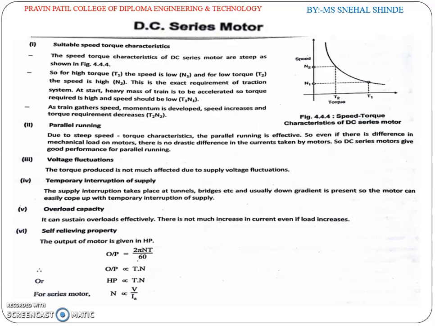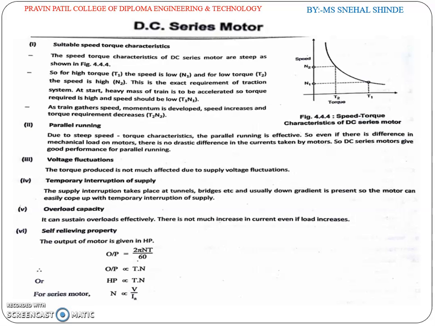Second is parallel running. Due to the steep speed torque characteristics, parallel running is effective. Even if there is a difference in the mechanical load on the motors, there is no drastic difference in the current taken by the motors. So the DC series motor gives good performance for parallel running.